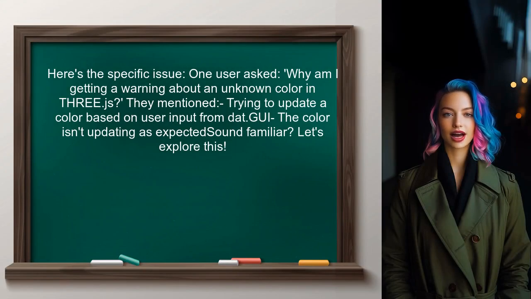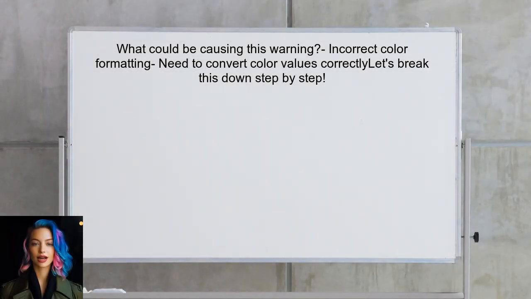One user recently asked, "Why am I getting a warning about an unknown color when using Three.js?" They mentioned that they were trying to update a color based on user input from dat.gui, but the color wasn't updating as expected. Sound familiar? Let's explore this together. So what could be causing this warning?